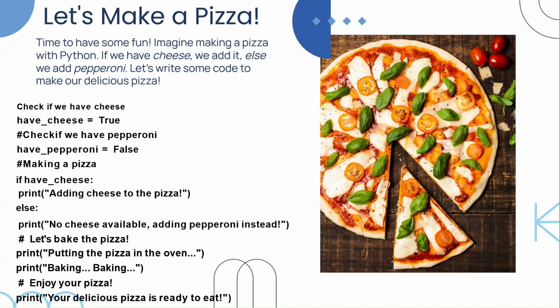If have_cheese is true, it adds cheese to the pizza. Otherwise, it adds pepperoni. After deciding on the pizza toppings, it proceeds to bake the pizza by printing out the steps involved in the baking process. Finally, it prints a message indicating that the pizza is ready to eat regardless of the toppings chosen. So this code illustrates the use of conditional statements to guide actions based on certain conditions, creating a simple pizza making scenario.